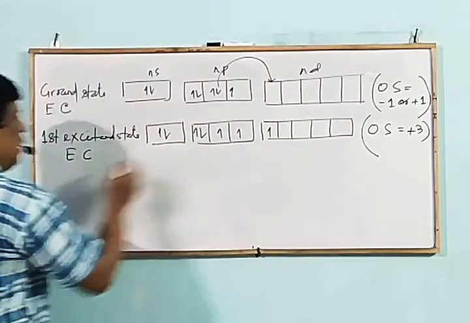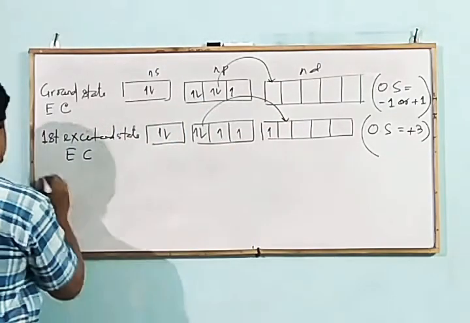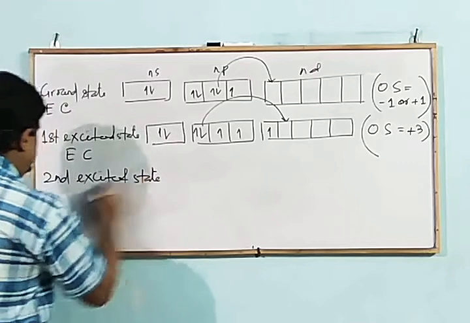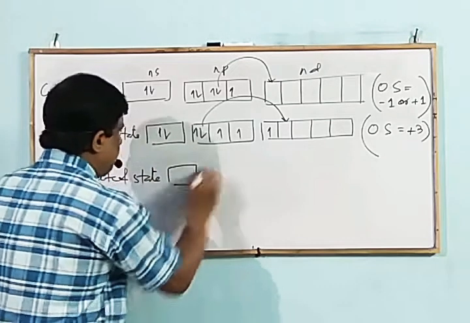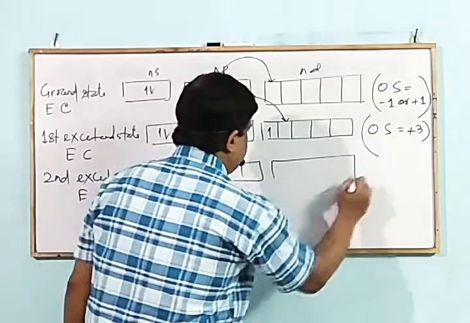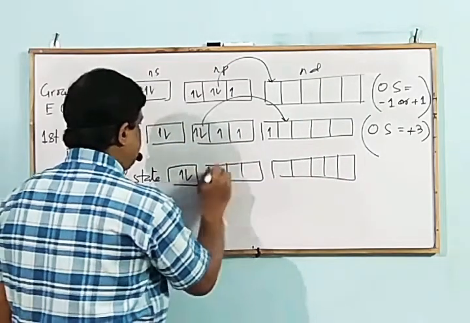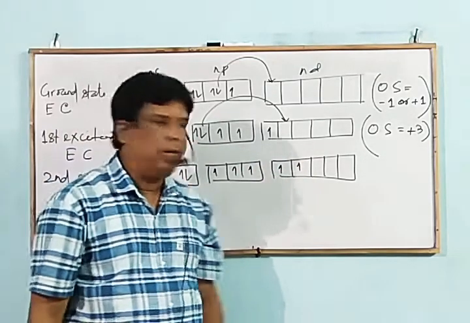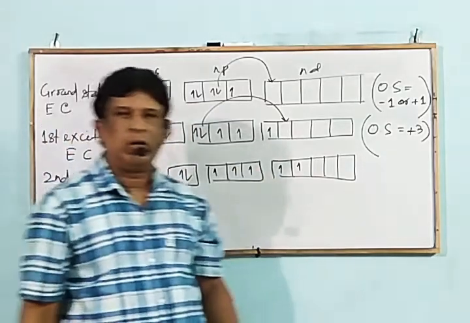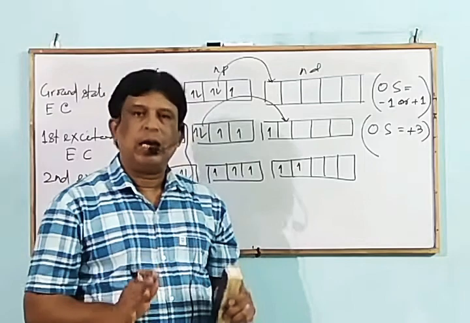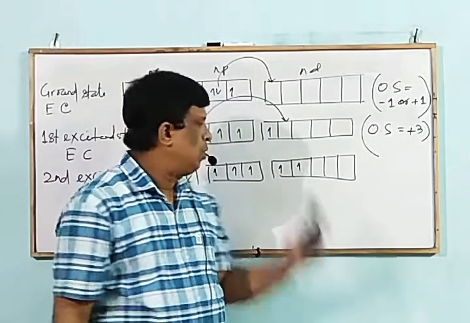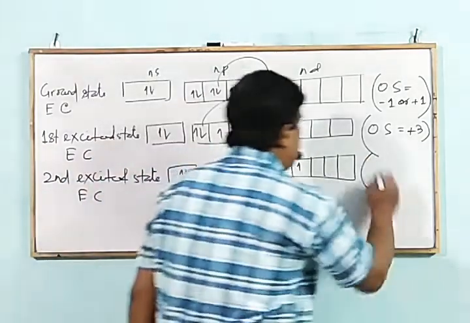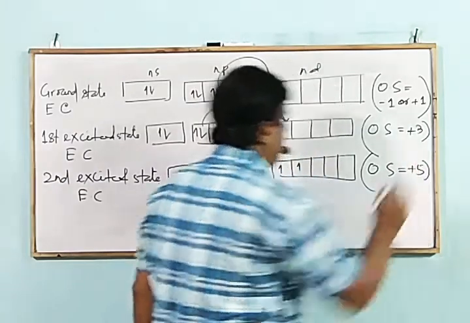Move to the next one. Second excited state electronic configuration. Mark that. From this box-like diagram, it is clear that they have 5 unpaired electrons. As they have lower electronegativity, they are able to share the 5 unpaired electrons, showing a common oxidation state of +5.